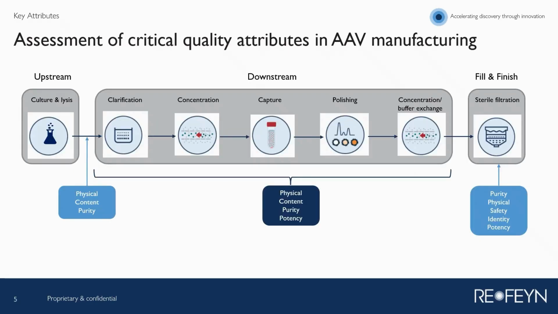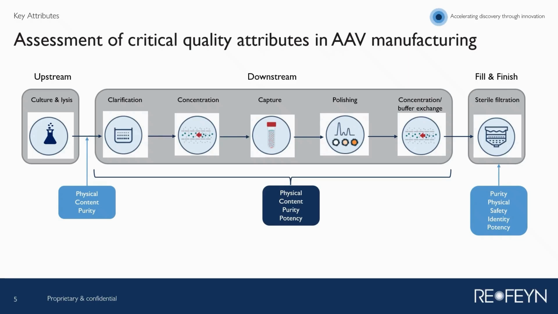This gives an overview of the full AAV manufacturing process, and it's grouped into three phases: upstream, downstream, fill and finish. The upstream phase is where the production of AAVs happens. It includes culturing of the cells, transfection of the cells with the plasmid to initiate capsid assembly and packaging, and finally lysis of the cells to release the produced AAVs into the media.